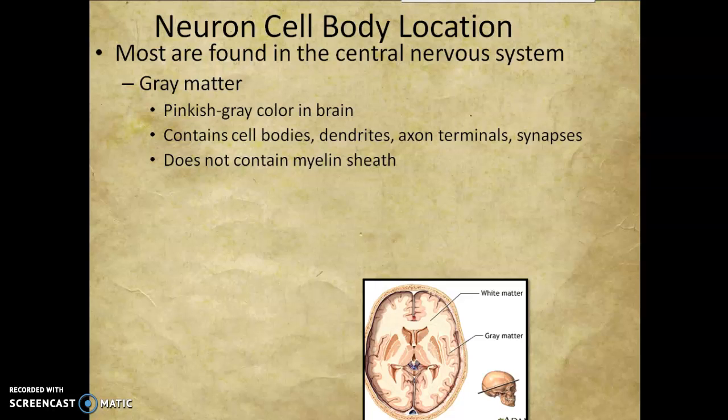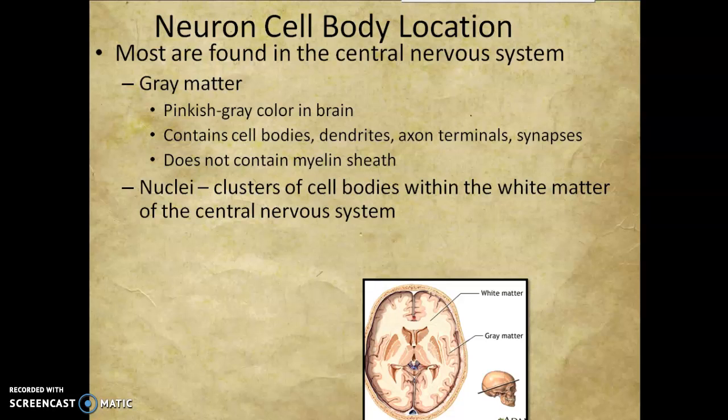When you look at a human brain, it has a pinkish gray coloration to it. A kind of weird color, but it does contain a lot of the cell bodies, the dendrites, the axon terminals, and the synapses. But in this gray matter, there's not any myelin sheath. I'll explain how that works in a second.